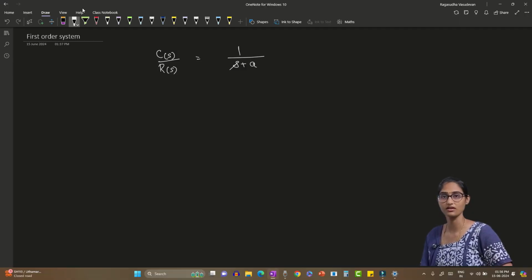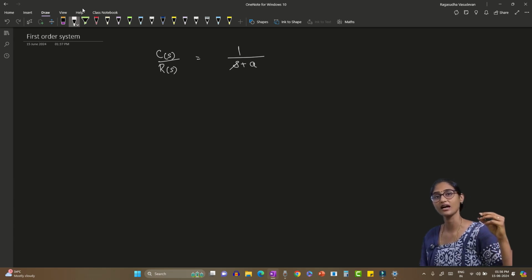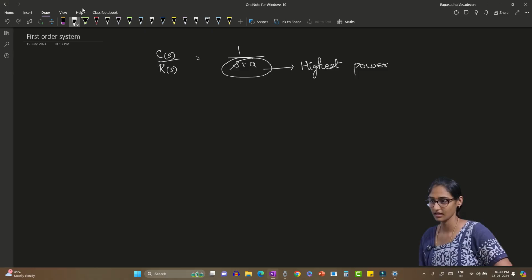Consider this first order system. The transfer function is 1 by s plus a. When the characteristic equation of a closed loop transfer function has the highest power of s as 1, then this is a first order system. And the highest power of s in this is 1. So this is a first order system.